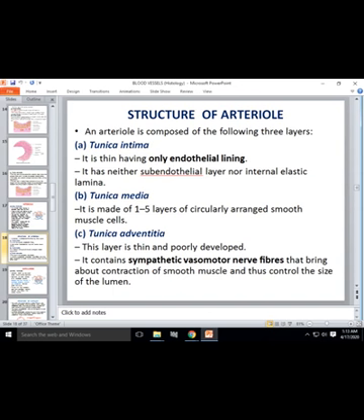Then tunica adventitia. This layer is thin and poorly developed. It contains sympathetic vasomotor nerve fibers that bring about contraction of smooth muscles and thus control the size of the lumen.